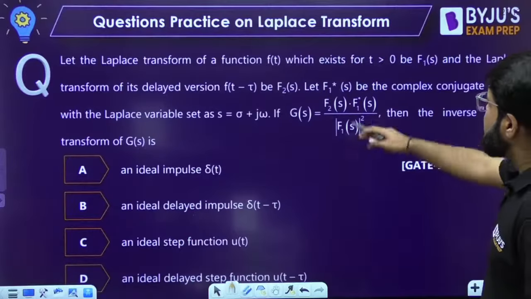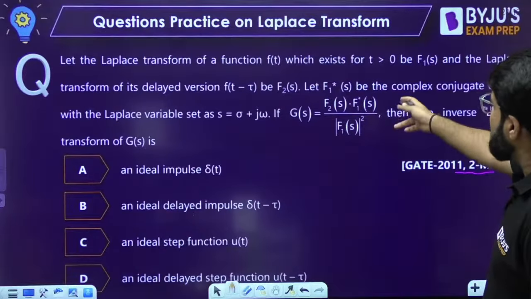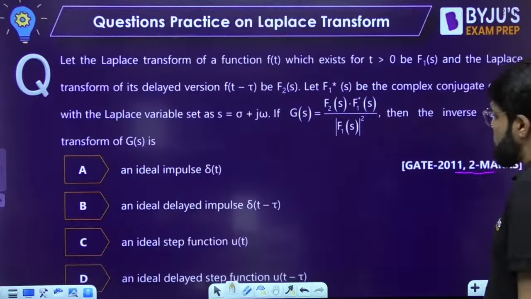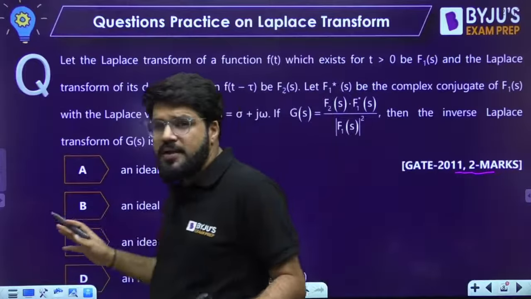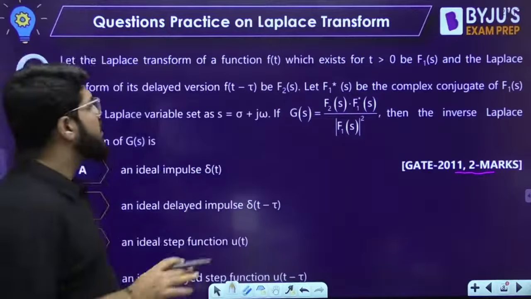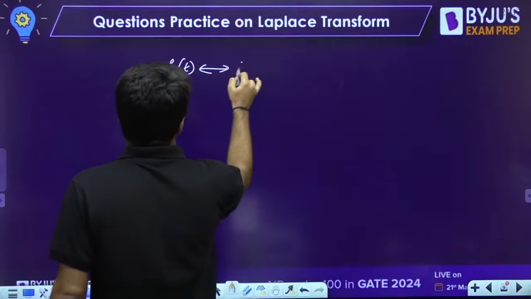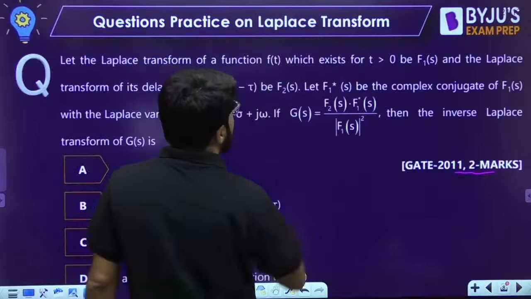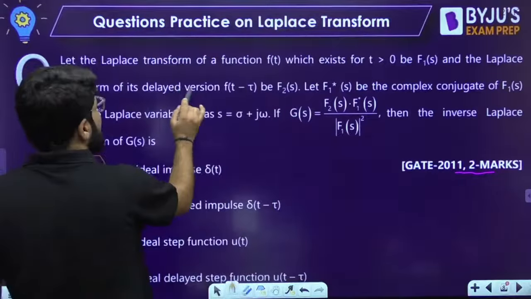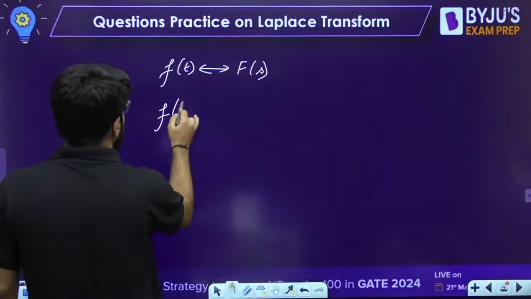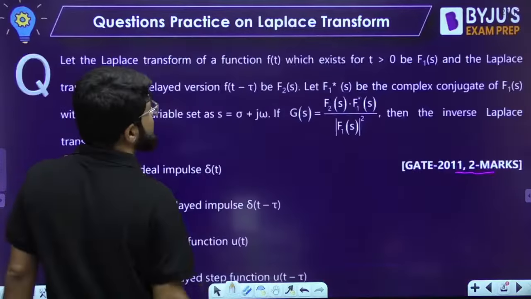Okay, if gs is equal to f2s into f1 conjugate s divided by modulus of f1 square s, does it look like a complicated question? Okay, let's have a look into this. So ft has the Laplace transform of f1s. Now I am discussing about f2t. Now what is the f2t? Yeah, it's the delayed version ft minus tau. Okay, yeah, f1s, I think, correct?